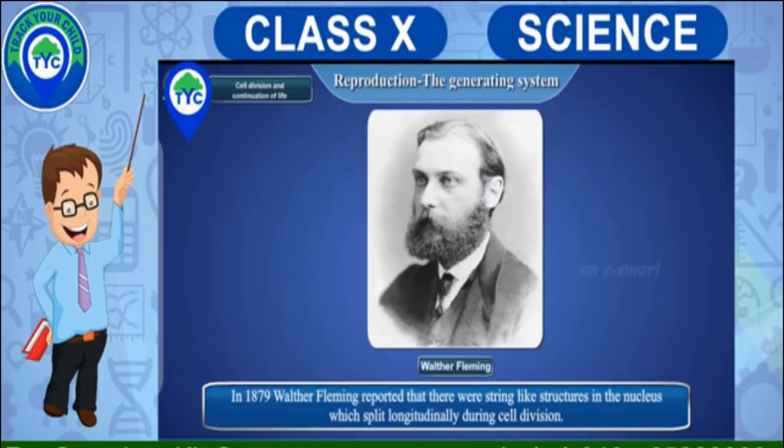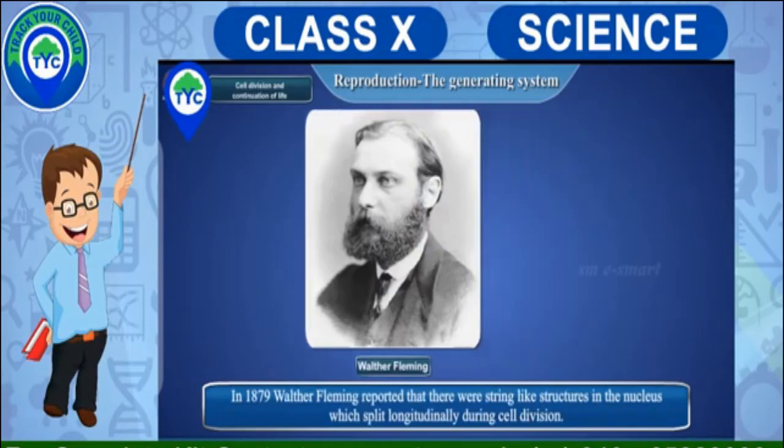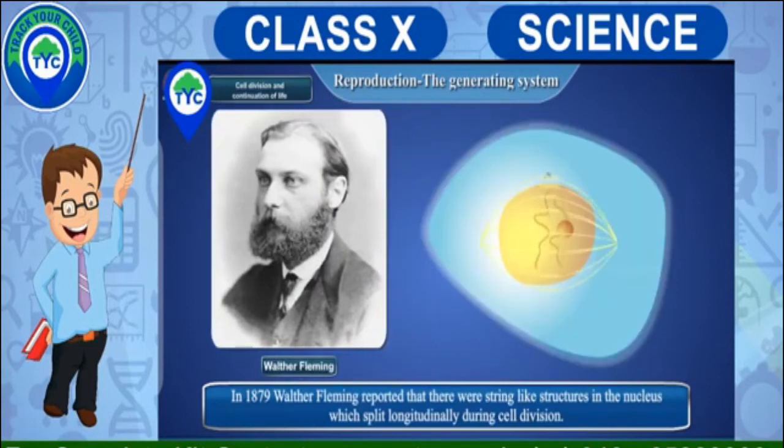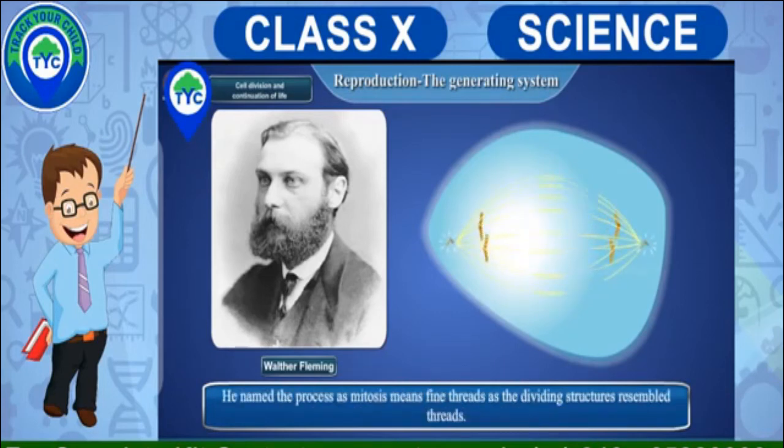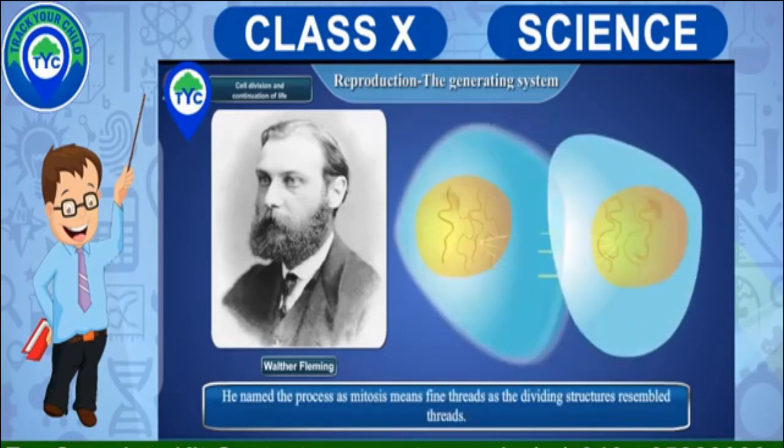In 1879, Walter Fleming reported that there were string-like structures in the nucleus which split longitudinally during cell division. He named the process mitosis, which means fine threads.